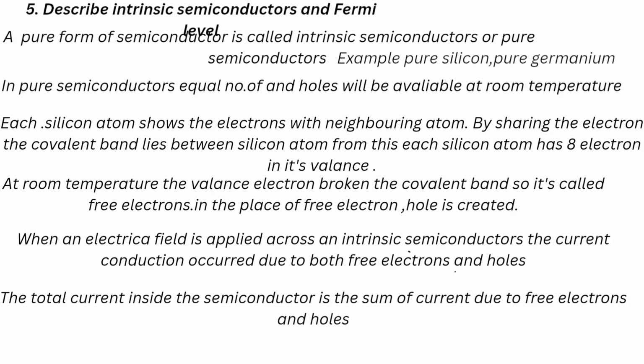So in the pure form of semiconductors, the electrons are equal to the holes. Means an equal number of electrons and holes are present in the pure form of semiconductor. Why it has an equal number of electrons and holes, I will discuss later in this video. And now this silicon or germanium will form covalent bonds by sharing electrons with the neighbors.